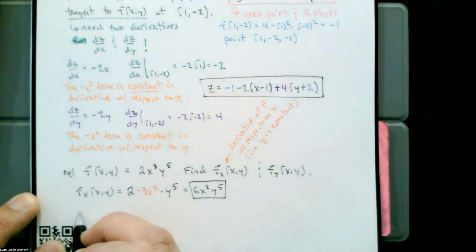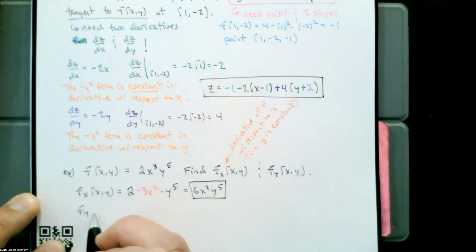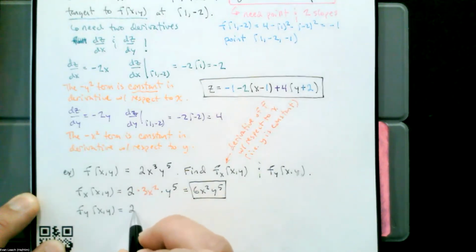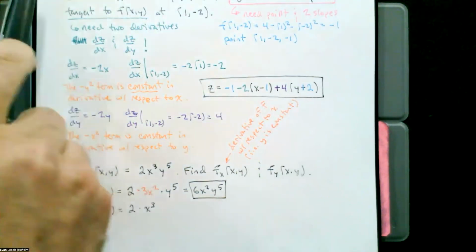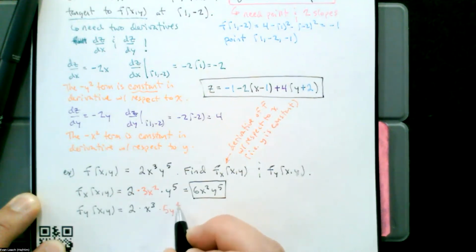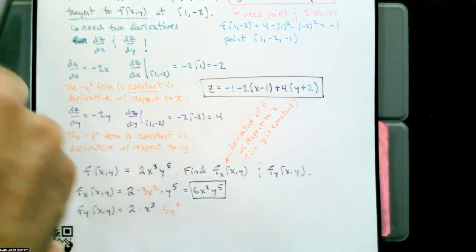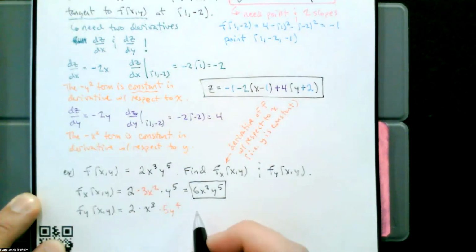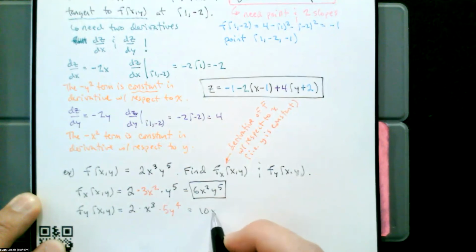So fy, the partial derivative of f with respect to y: 2 is constant. X cubed is also constant with respect to y. I only care about the y stuff, and the derivative of y to the 5th is 5y to the 4th. We wouldn't leave it all broken down this way. 2 times 5 is 10. X cubed y to the 4th.